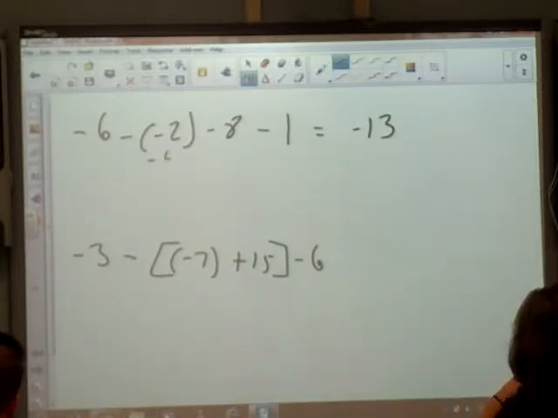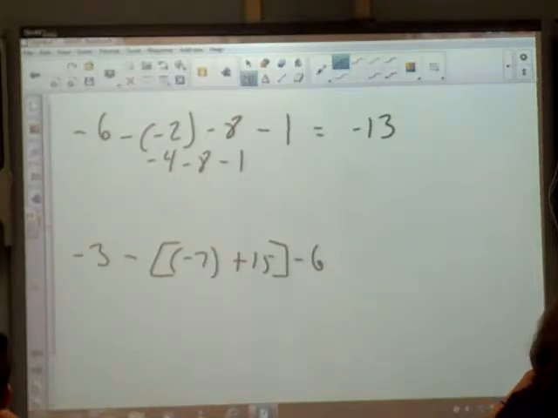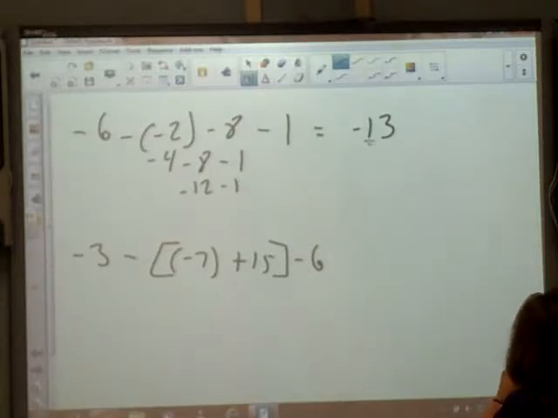Negative 2 would have got me a negative 4. So then negative 4 minus 8. This is good. Negative 12, you owed me $4 and you borrowed 8 more. You're getting in the hole here. Negative 12, you owe me 12, you borrow 1 more. So nice job, Caleb, on that.